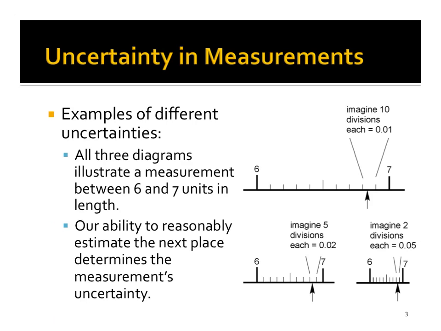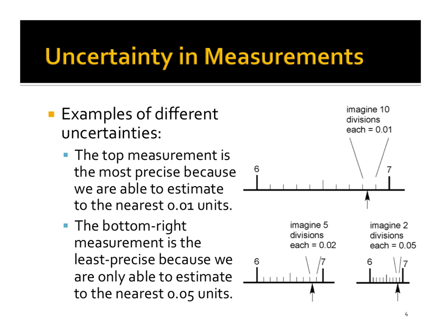This arrow is pointing to the exact same spot on each of these markings. So in all three diagrams, we know that we are between 6 and 7 units in this length. Our ability to estimate reasonably varies based on how far apart the spacings are on these measuring devices. So the top measurement is the most precise.